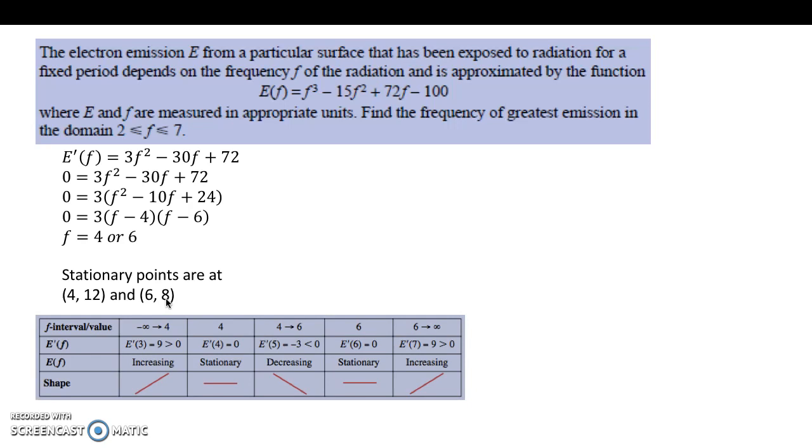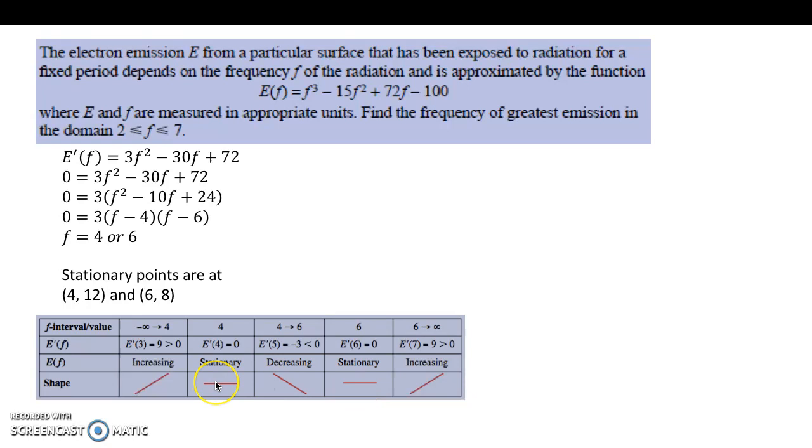Here's a little table just helping us to get a better idea of what we're looking at. So I'm going to start with the 2 points: 4, 12 and 6, 8. So the first point, if we're looking at the gradient at that particular point, we know it to be 0. That's how we found the 4 in the first place. So we know it's stationary. So there's basically our 2 points.